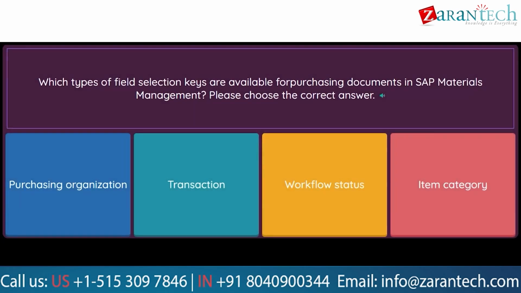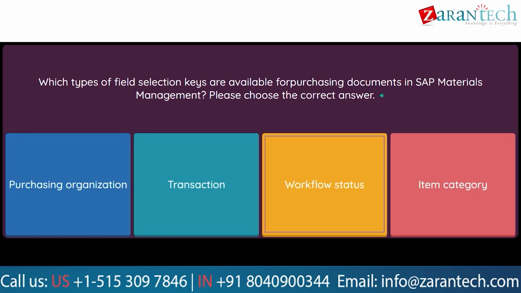Question: which types of field selection keys are available for purchasing documents in SAP Materials Management? Please choose the correct answer. Option 1: purchasing organization. Option 2: transaction. Option 3: workflow status. Option 4: item category.